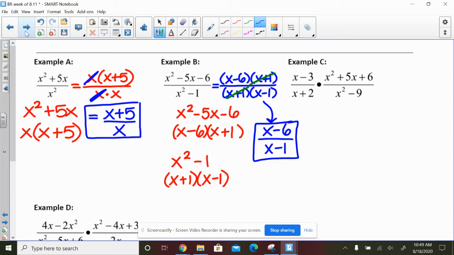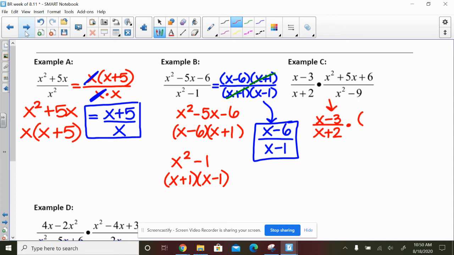All right, example C is actually multiplication, but the rule is just the same. You factor everything, both numerators and both denominators, and then you cancel anything like we've been doing. So if you look over here on the left side, x minus 3 and x plus 2, you can't do anything with that, so those are going to stay the same. I'm just going to rewrite this, bringing it down. So x minus 3 over x plus 2.